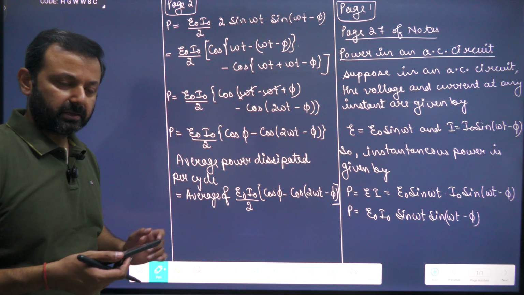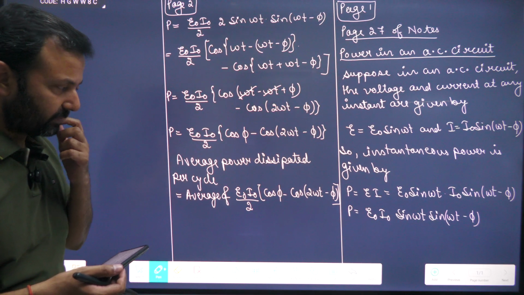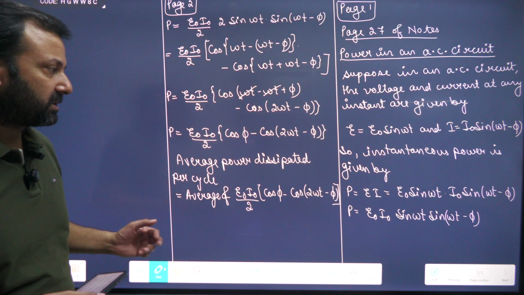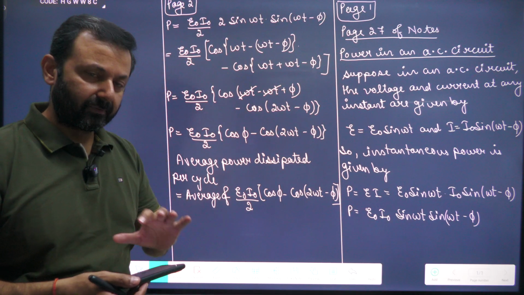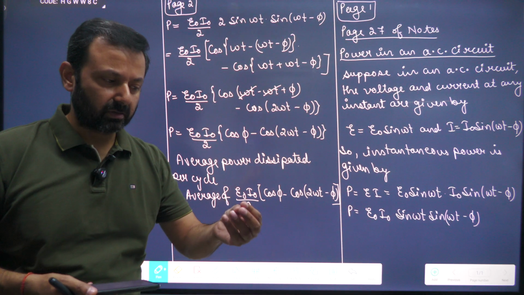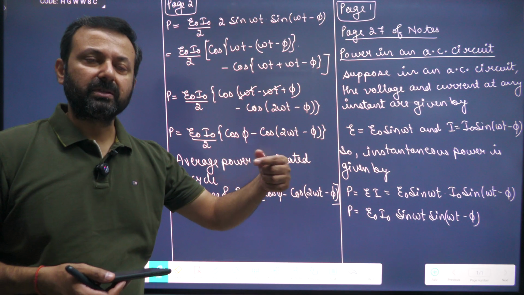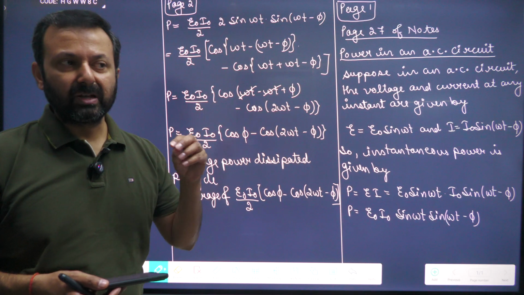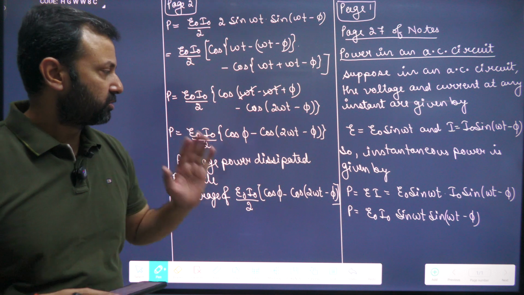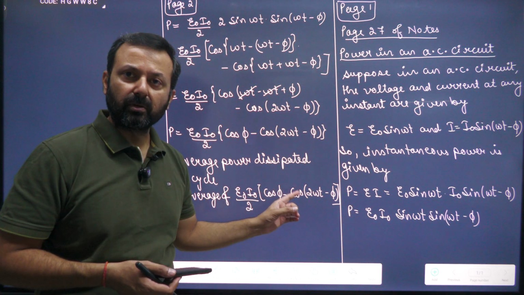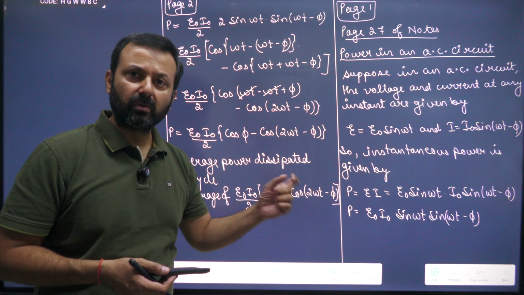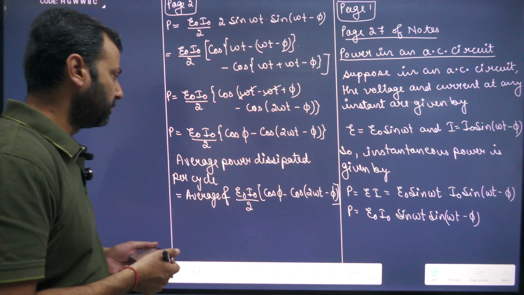Now I am onto the last line of page number 27. The second cosine term, cos 2 omega t minus phi, is time dependent because it depends on time. So its average over a cycle is 0. Over one complete cycle, the value of sine omega t is 0 and the value of cos omega t will also be 0, so its average value over one complete cycle will be 0.